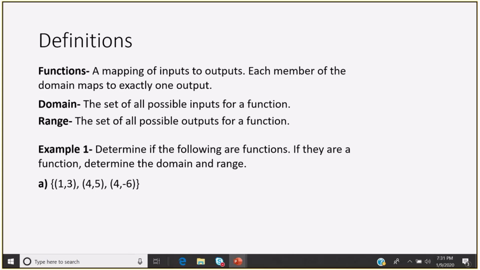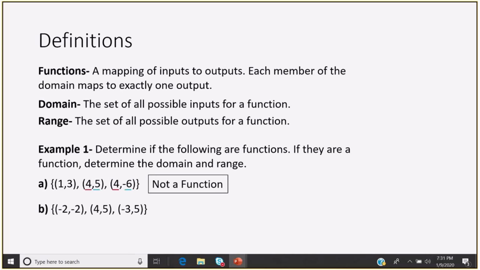Now the question we have to ask ourselves is, is this a function? Because it is a mapping. I'm telling all of my inputs to go to something. But am I meeting that second part of my function? Well, if I look at it, I have two repeating inputs. I have two 4s. One of them goes to 5, and one of them goes to -6, which I'm not allowed to do by the definition of a function, so that is not a function.